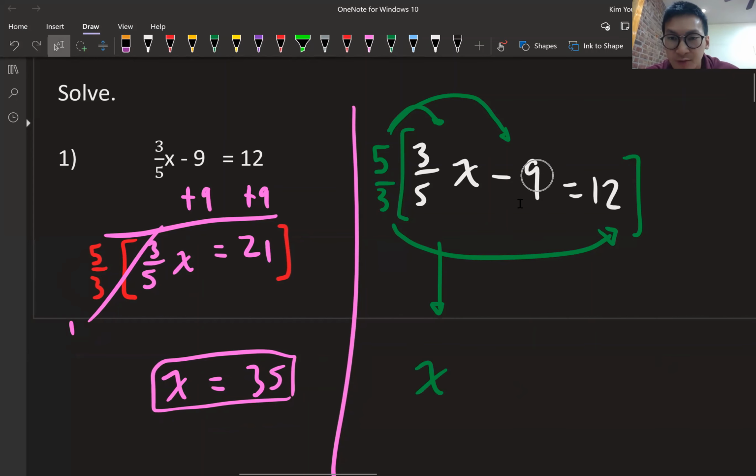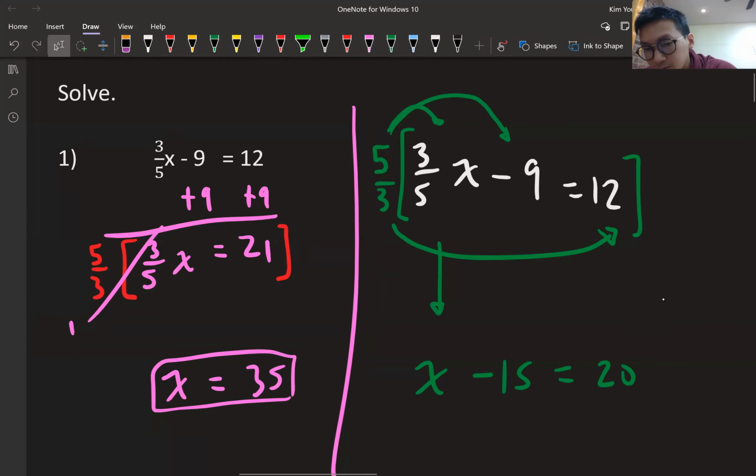But then you also have to multiply 5/3 with this -9, right? And when you do that, you're going to get -15, okay? So it's like -45/3, or use other tricks. So x minus 15. Right? And then finally, you have to multiply the 5/3 with this 12. And when you do that, you're going to get 20.